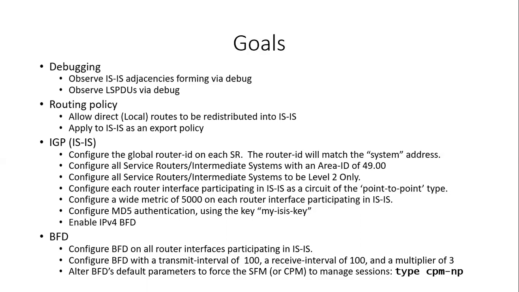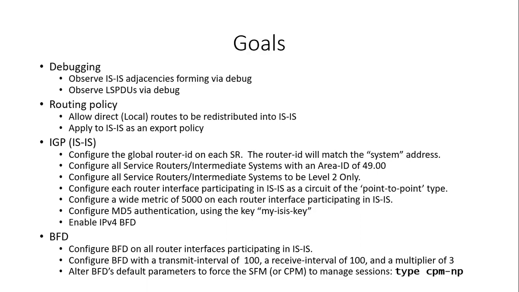All of them are also to be level 2 only, and configure each router interface participating in ISIS as a circuit of the point-to-point type. Also configure a wide metric of 5,000 on each router interface participating in ISIS. Configure MD5 authentication using the key MyISIS key, and enable IPv4 BFD within the ISIS protocol.